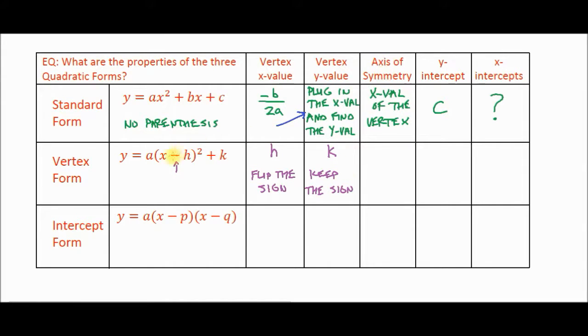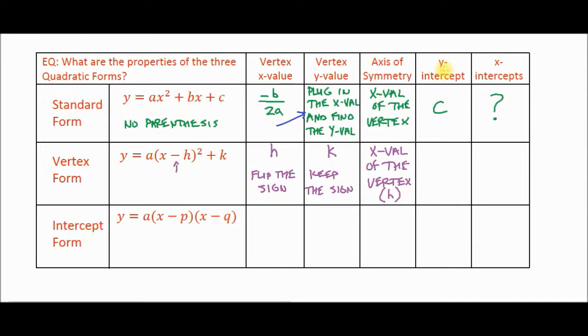Can we find the axis of symmetry quickly from this equation, this function? Absolutely. It's the same as standard form. The axis of symmetry is found by looking at the x value of the vertex, which in this case is just h. We'll make a note here that the x value of the vertex is just going to be h.